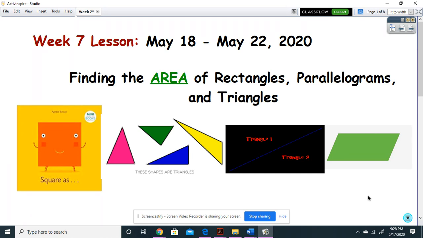So, this week we're going to focus on finding the area of squares, triangles, rectangles, and parallelograms. You already watched a video that gave you an introduction or background and went into how to find the area of squares and rectangles and triangles. But we're going to have a little bit more in-depth information on these skills. Okay?